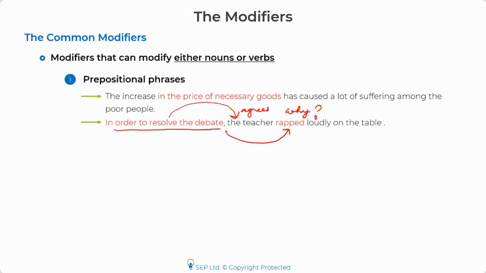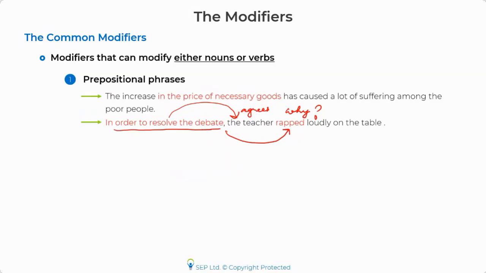While they are modifying the verb, they will also make sense with the subject when they are placed in front of the subject. So you can see a prepositional phrase can modify a verb and a prepositional phrase can modify a noun. How will you know that? That is what we are going to learn today.